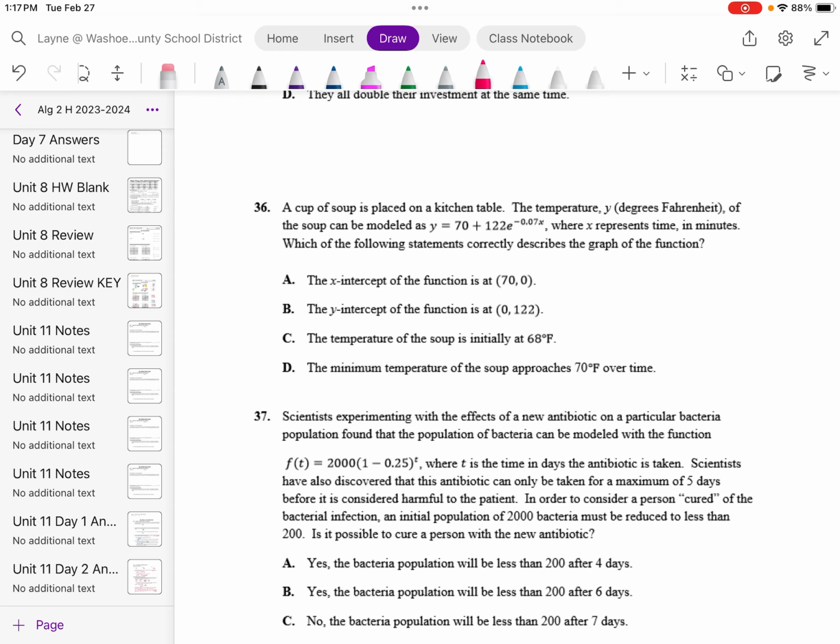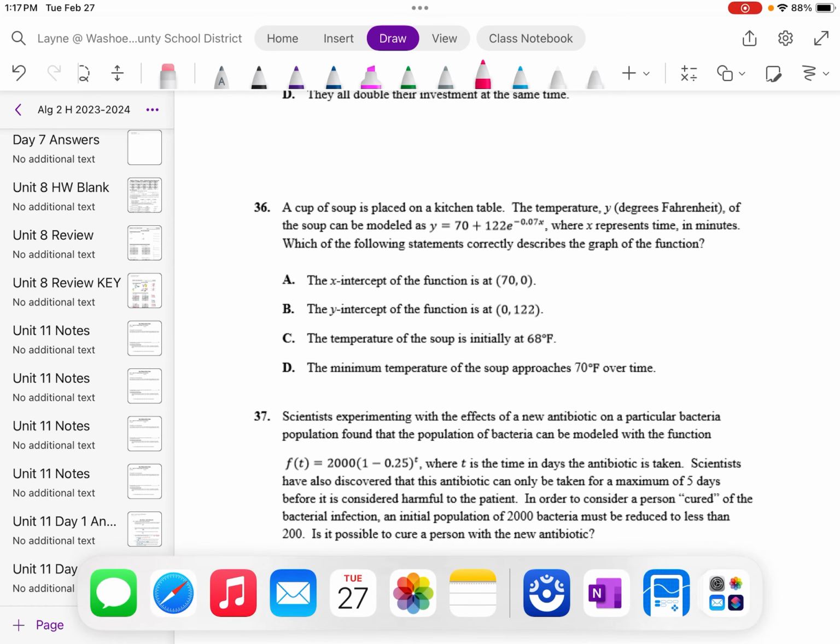All right, a cup of soup is placed on a kitchen table. The temperature, Y in degrees Fahrenheit, of soup can be modeled by that function, where X represents time in minutes. Which of the following statements correctly describes the graph of the function? Well, might as well graph it on the graphing calculator. That's going to be our quickest, easiest bet.